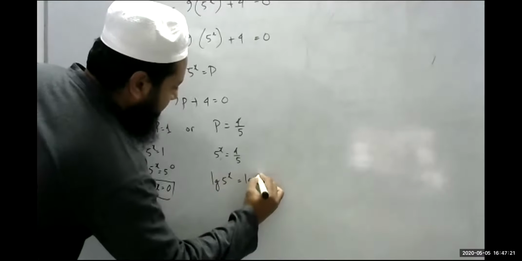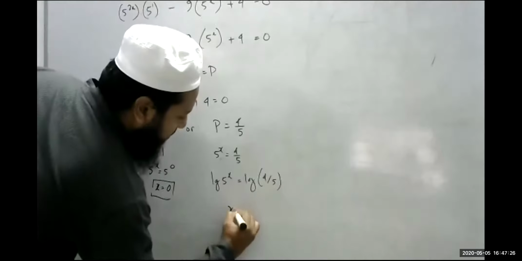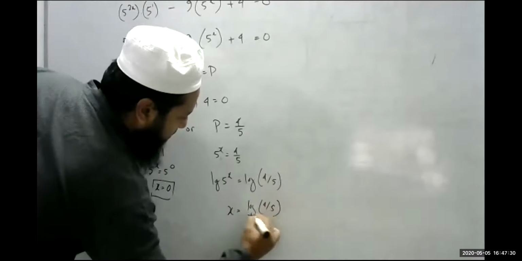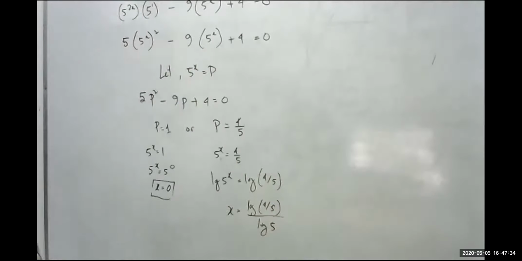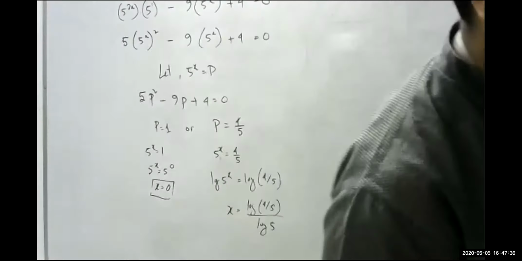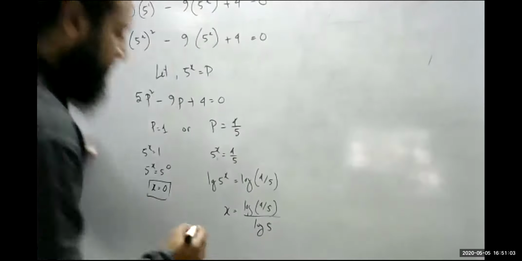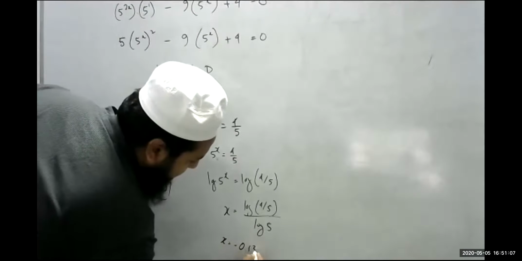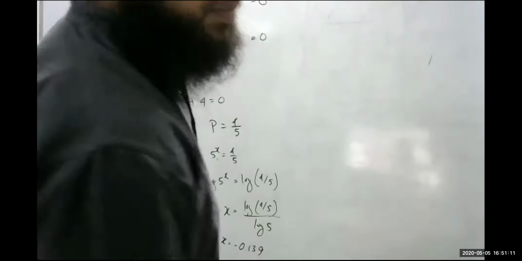5 to the power x equals 4 by 5, so x equals log base 5 of 4 by 5. So it's minus 0.139. Yes, sir, okay.